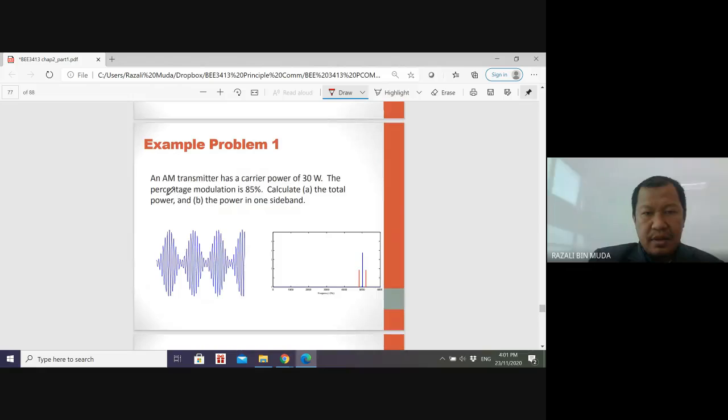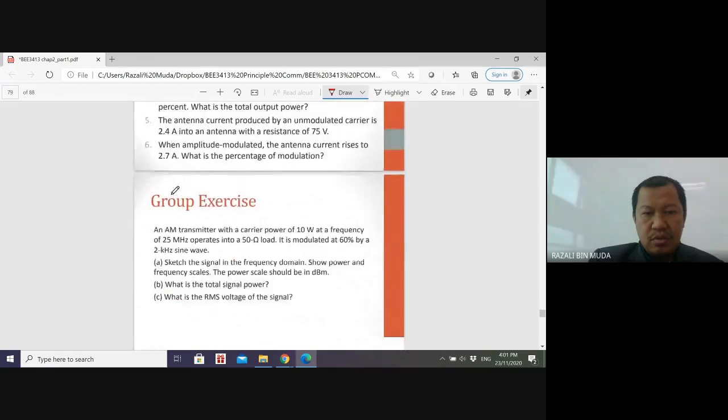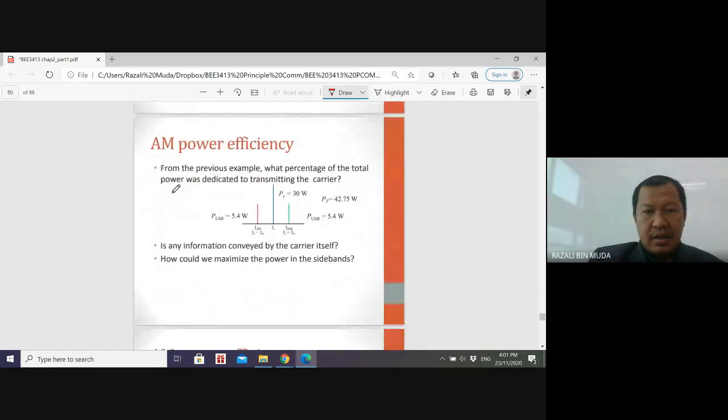So example, you can do this exercise on your own. AM power efficiency from the previous example: what percentage of the total power was dedicated to transmitting the carrier? Okay, so power LSB 5.4, power carrier 30 watt, and USB 5.4.